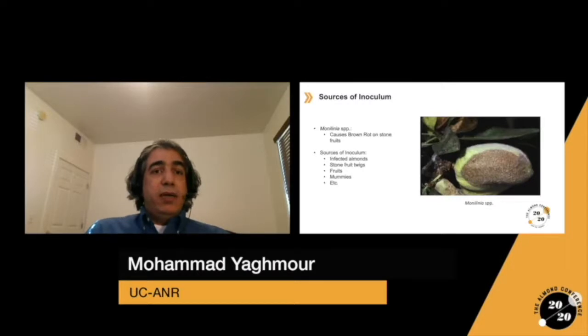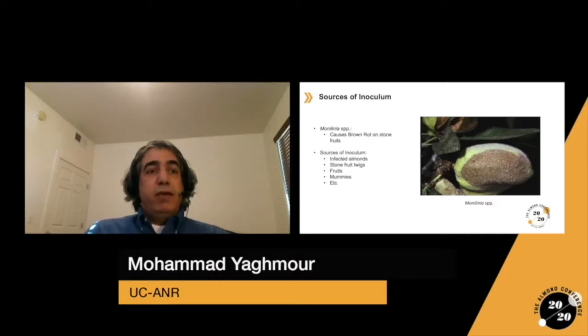So, as I mentioned earlier, in understanding the disease biology, it's always important to understand the sources of inoculum and where this source of spores are in the orchard.